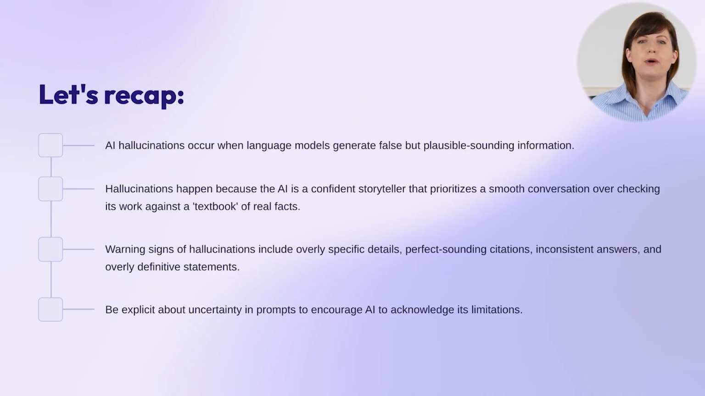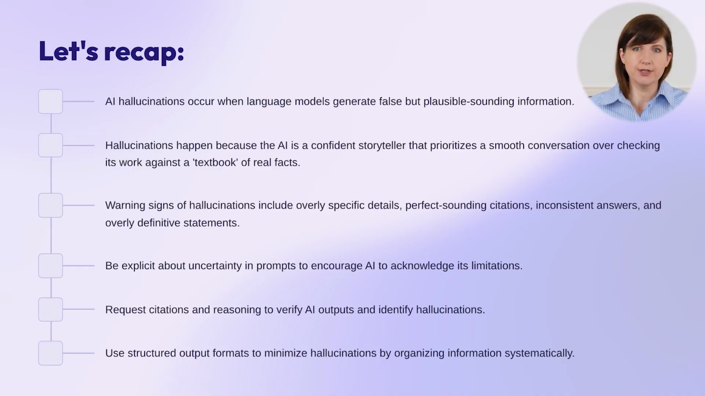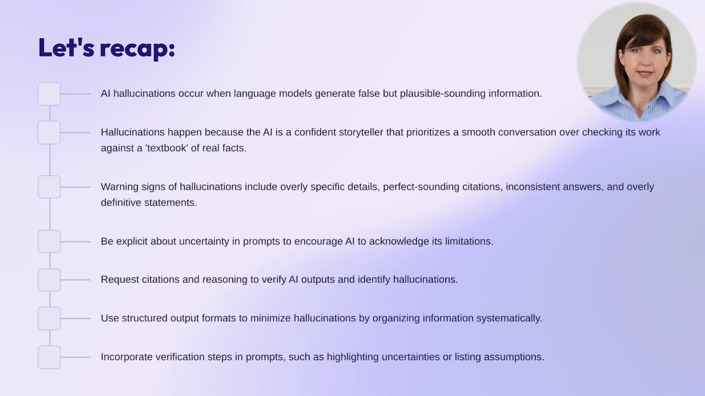Be explicit about uncertainty in prompts to encourage AI to acknowledge its limitations. Request citations and reasoning to verify AI outputs and identify hallucinations. Use structured output formats to minimize hallucinations by organizing information systematically. Incorporate verification steps in prompts, such as highlighting uncertainties or listing assumptions.